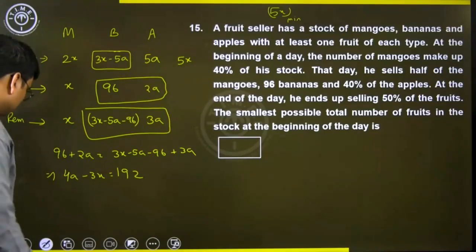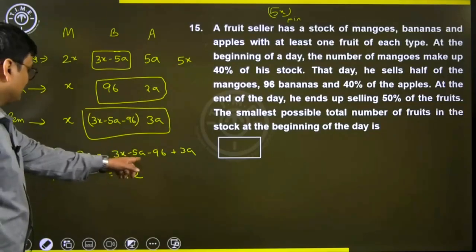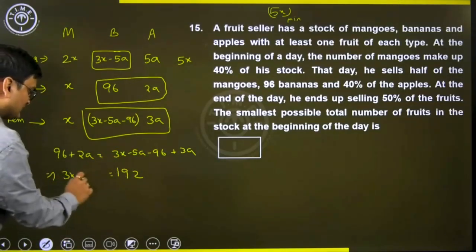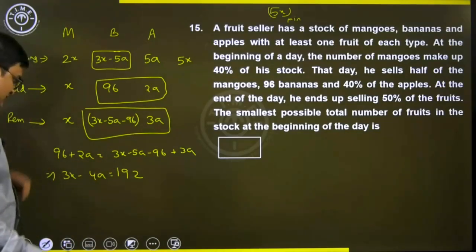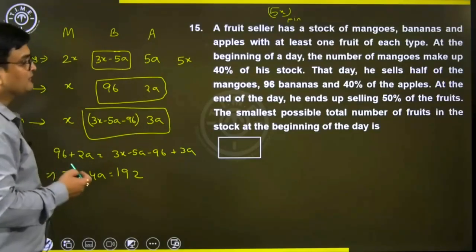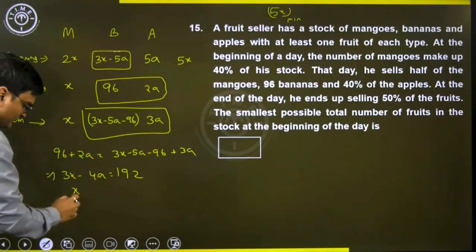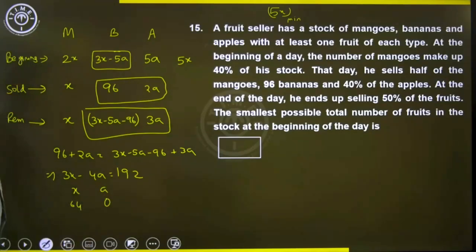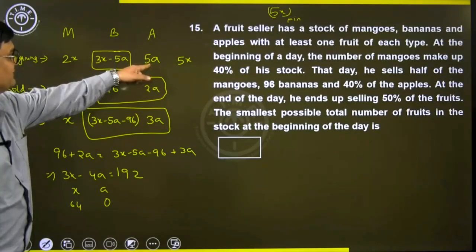1 second. No, 1 second. It should be the other way around here. So it is minus 7 plus 3. So it's 3x minus 4a, is it right? 3x minus 4a will be 192. Now here by observation we can simply say the value of x can be 64, but if you take x as 64, a will end up being 0. But is the value of a as 0 allowed? We can say it's not allowed, because then the number of apples at the beginning of the day will be 0.